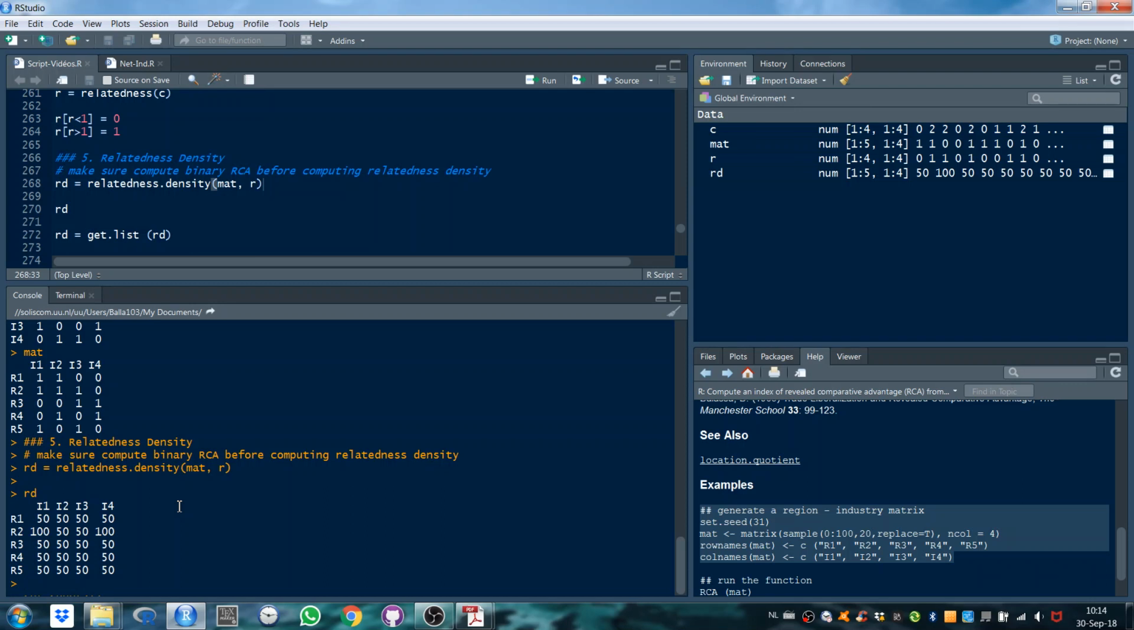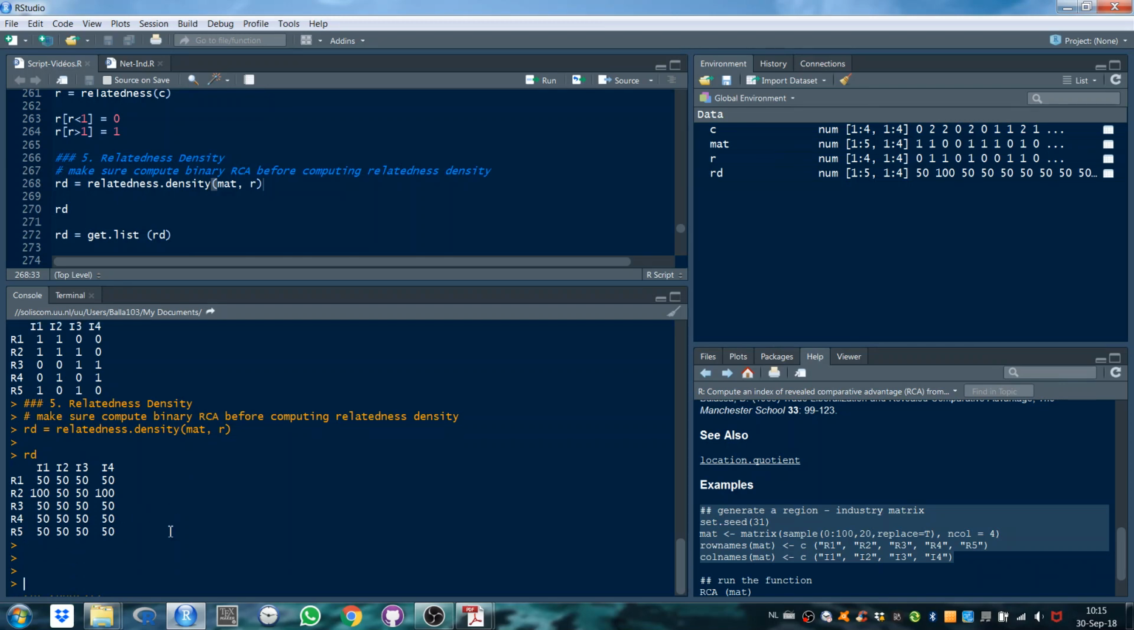What you have is a matrix like this. Relatedness density ranges between 0 and 100. If you have 0, it means you have no industry related to the focal industry. If you have 100, it means you have them all. Let's dig into that. Let's look here. We see Region 1 and Industry 1. The relatedness density between Region 1 and Industry 1 is 50%. What it means is that if Industry 1 is related to 2 industries, Region 1 has one of these 2 industries. So let's look at it in detail.